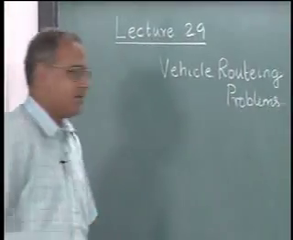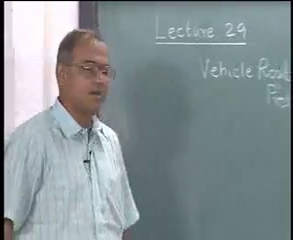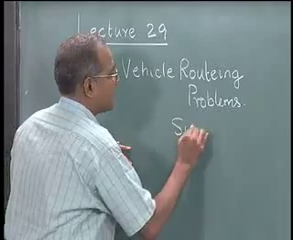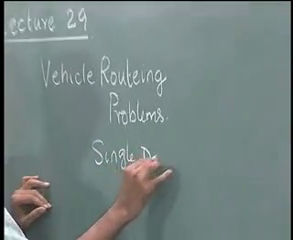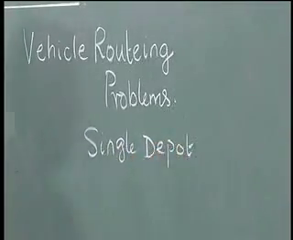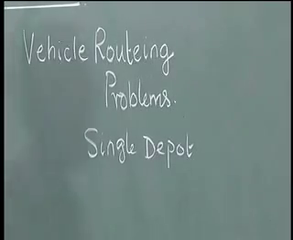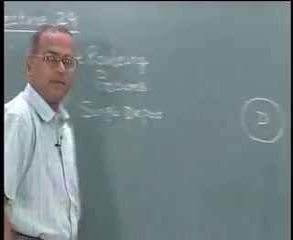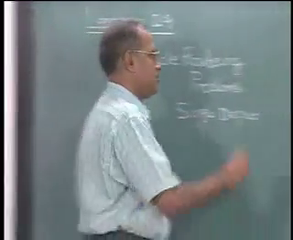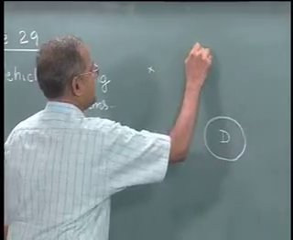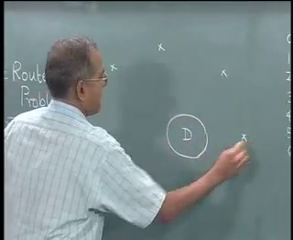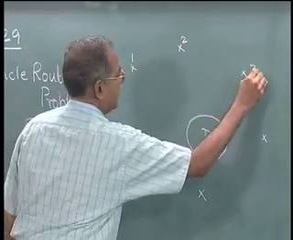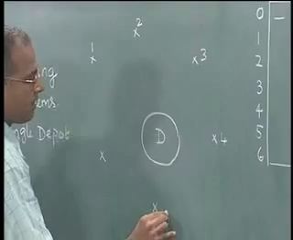In this lecture, we continue our discussion on vehicle routing problems. We address the single depot vehicle routing problem as mentioned in the earlier lecture. So, there is a single depot which we may call D, and there are a set of customers, and let us assume that there are 6 customers. Let us call them 1, 2, 3, 4, 5, 6.